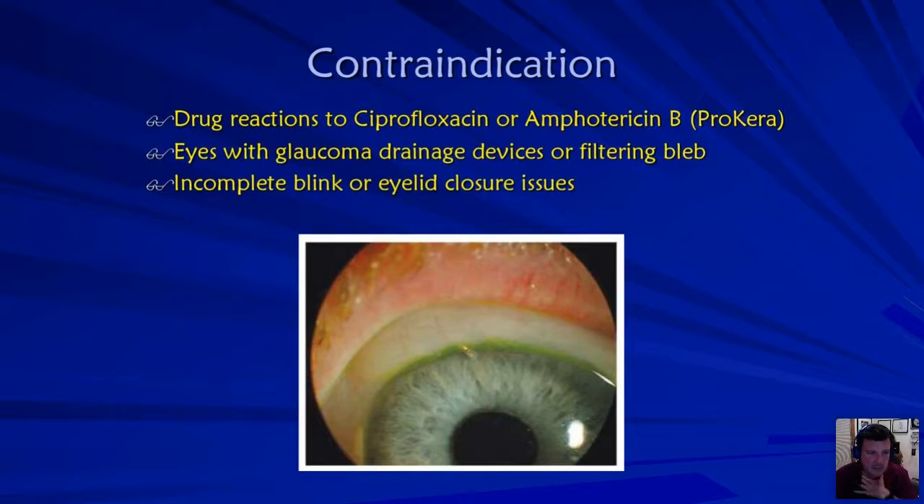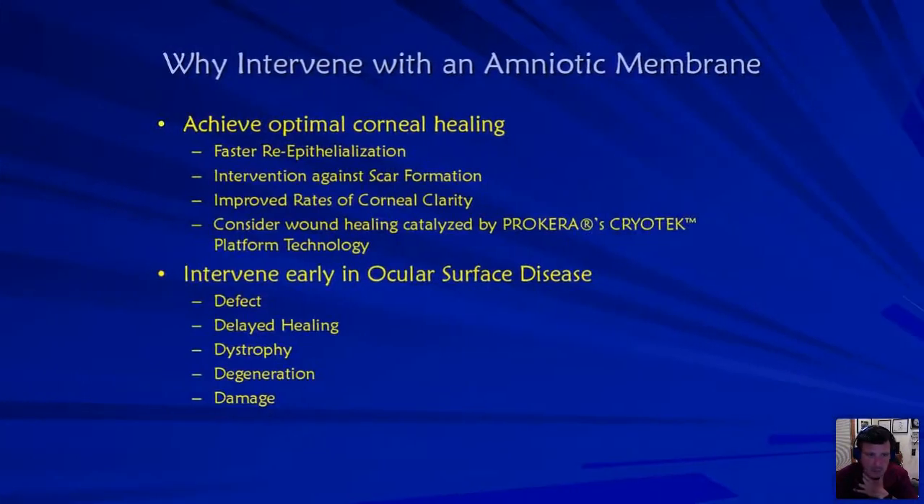That would be contraindicated. And maybe someone that has an incomplete blink, just because they can't keep the membrane in there. I was just trying to think of all the different contraindications that are out there with amniotic membranes. So why do you want to use them? You want faster reepithelialization. You want to intervene and prevent scar formation. You want to improve the rates of corneal clarity.